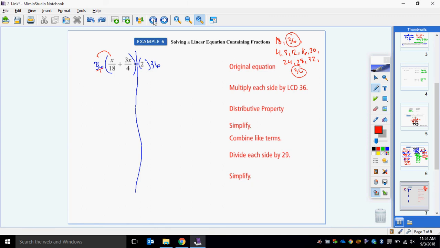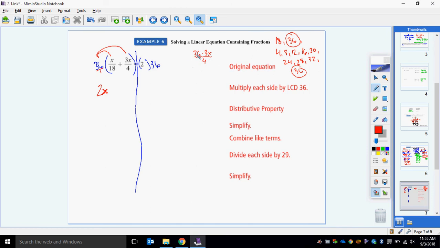Okay, so think about that. So I've gotten rid of the fractions. When I multiply these, I get 36 divided by 18, which is 2, and then the x is being multiplied by it. The next one, when I distribute, and a little sidebar off to over here, I have 36 times 3x over 4 times 1.